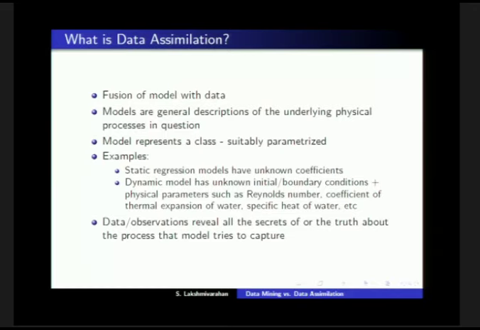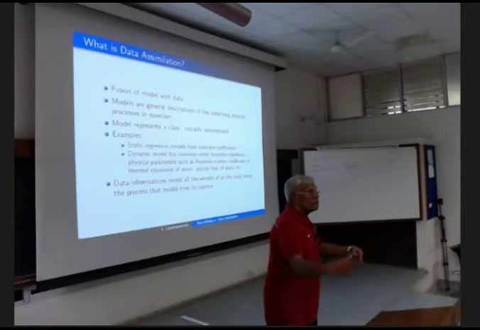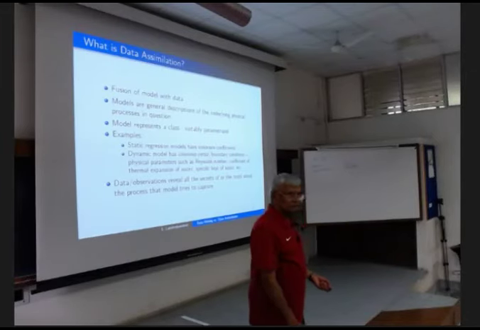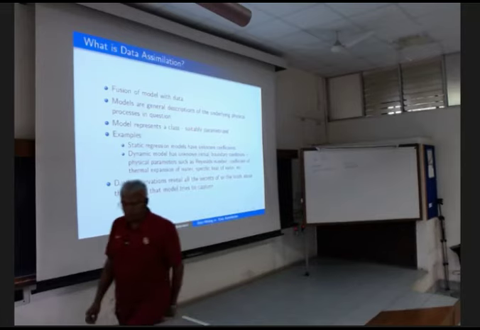So data or observation reveals the secrets or the underlying truth of nature. Model tries to capture this underlying truth. And going from data to model is data mining. And then trying to estimate the parameters of the model using the very same data. So data is used in multiple ways. One, to derive the model, and then to estimate the parameters of the very model that the data gave rise to. So I use data in two modes.